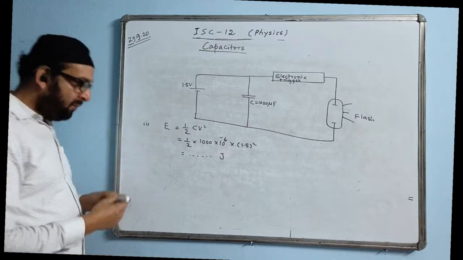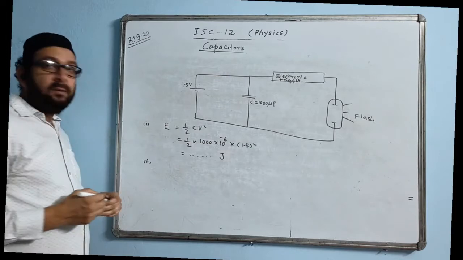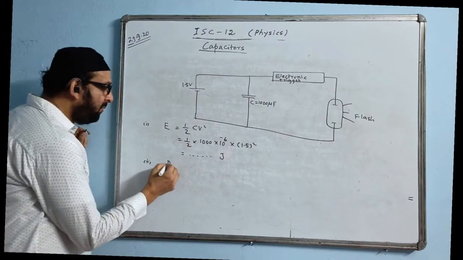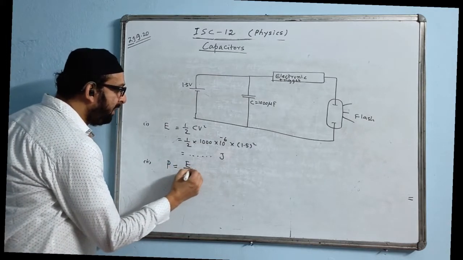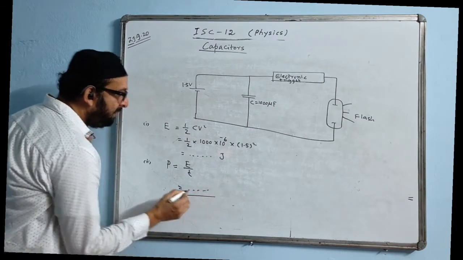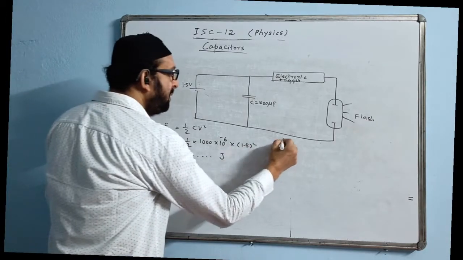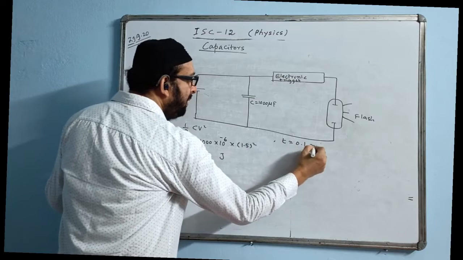So that is the answer for the first part. Second part, you have to find the power. The power formula will be work by time, or energy by time. So the energy answer, whatever you found, we divide this answer by time. Time is given as 0.1 millisecond.